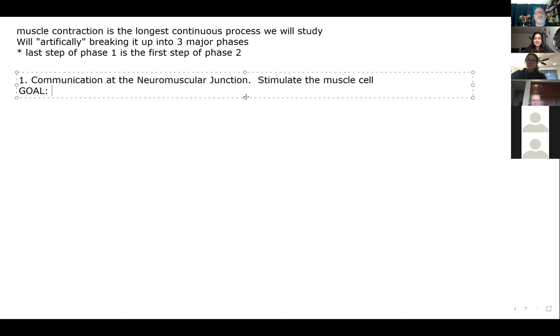Here at the neuromuscular junction, we have to convert the neural action potential into a muscle action potential. And this can't just happen anywhere. It has to happen someplace special. And that someplace special is the neuromuscular junction. So step one in this process is going to be communication at the neuromuscular junction. We're going to stimulate the muscle cell, and our goal is to convert the neural action potential into the muscle action potential.